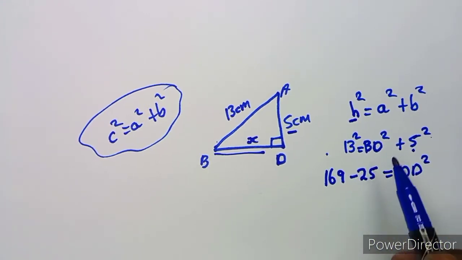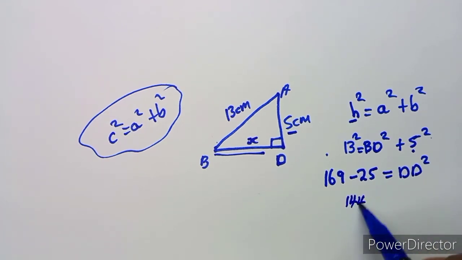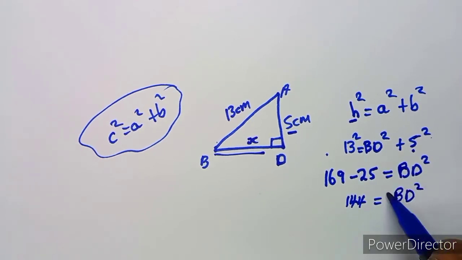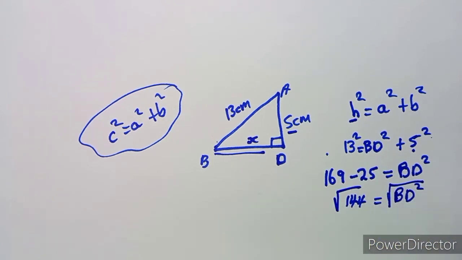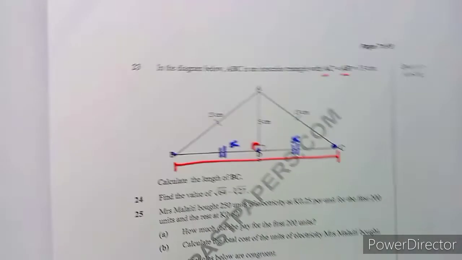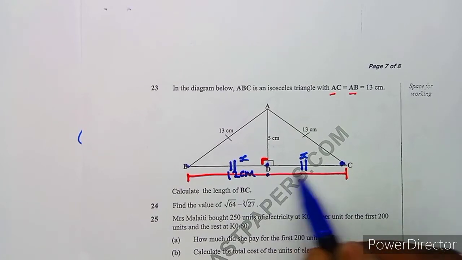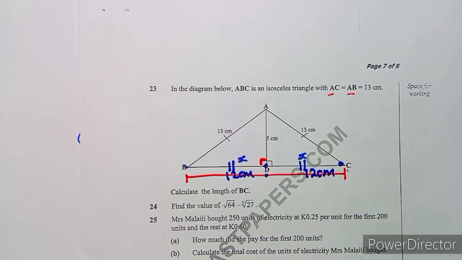Then 169 minus 25, if you subtract properly, this is 144 equal to BD squared. That's why sometimes I love using a letter like just X, because it becomes easier. Anyways, you have to remove the square here, so you introduce the square root. So BD is the square root of 144, which is 12, because 12 times 12 gives us 144. Which means our BD is 12 centimeters. So from B to D here is 12 centimeters, which is the same as from D to C, which is also 12 centimeters.